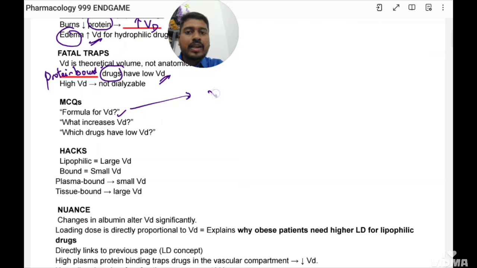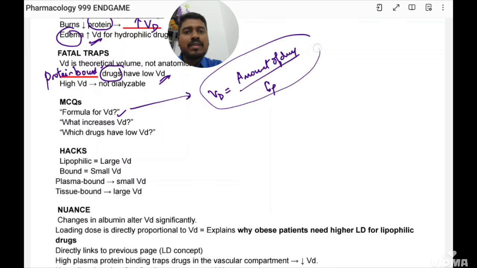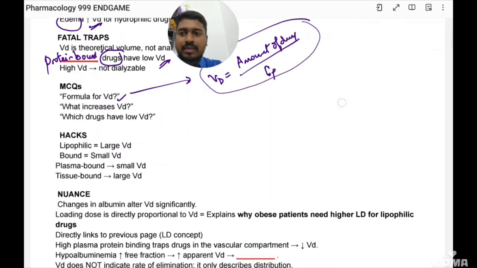What is the formula for VD? I told you volume of distribution depends on the amount of drug in the body. It is the amount of drug divided by plasma concentration. So it is nothing but how much diluted the drug is in the system, in the body.